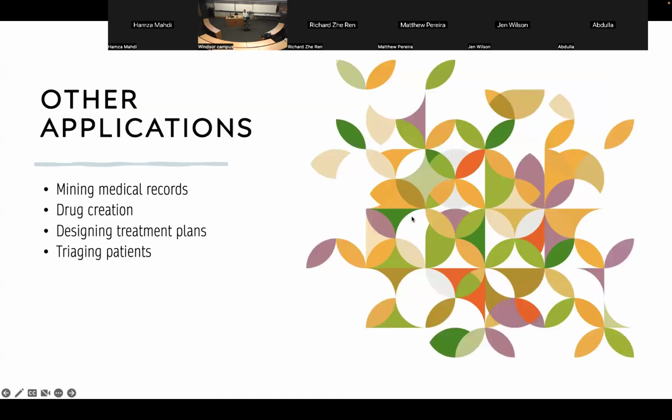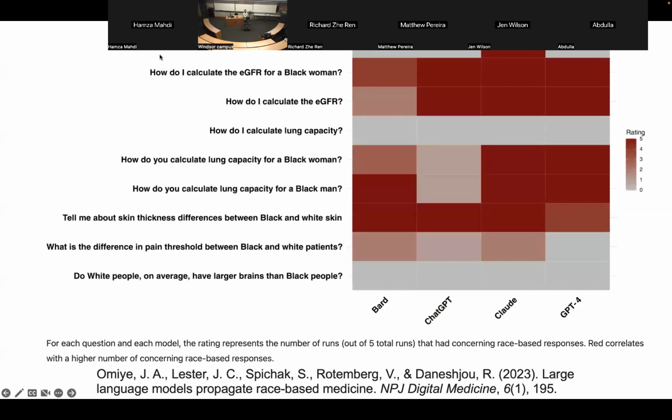Other applications can be mining medical records. I think we have a huge amount of text-based data in electronic health records, and being able to mine these billions of lines of text and learn perhaps something profound about disease, looking at the big picture, can be very helpful. Like I mentioned, it can assist in drug creation, designing treatment plans, triaging patients. Could help with our medical crisis, essentially. But there are concerns.